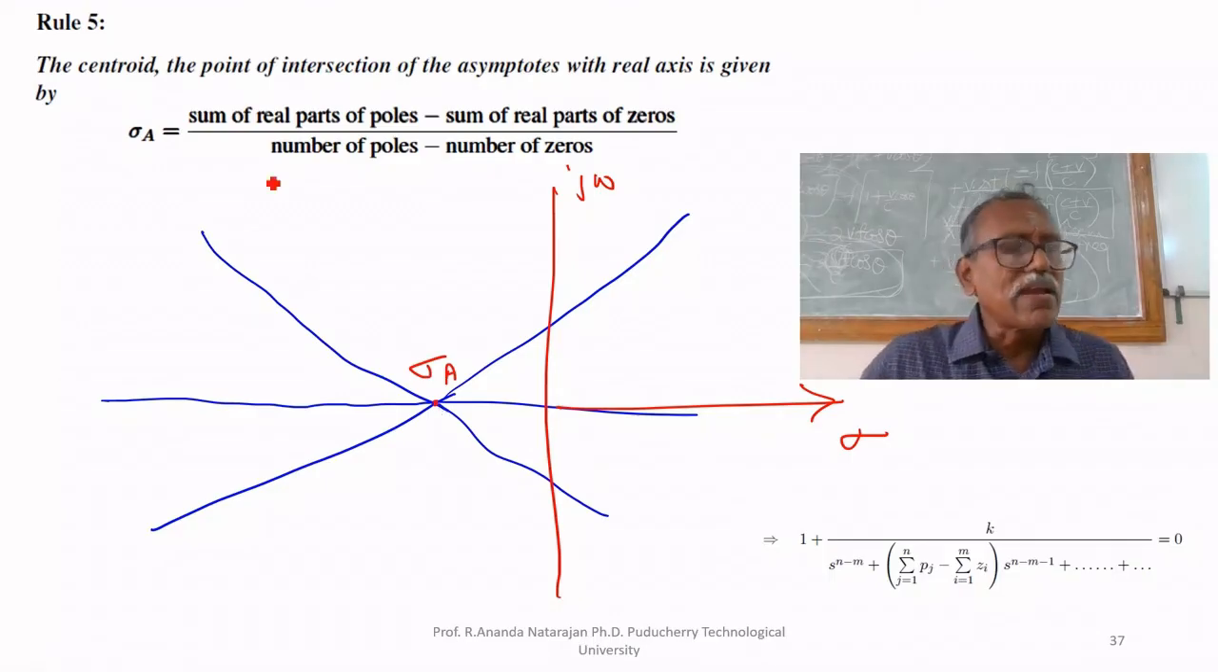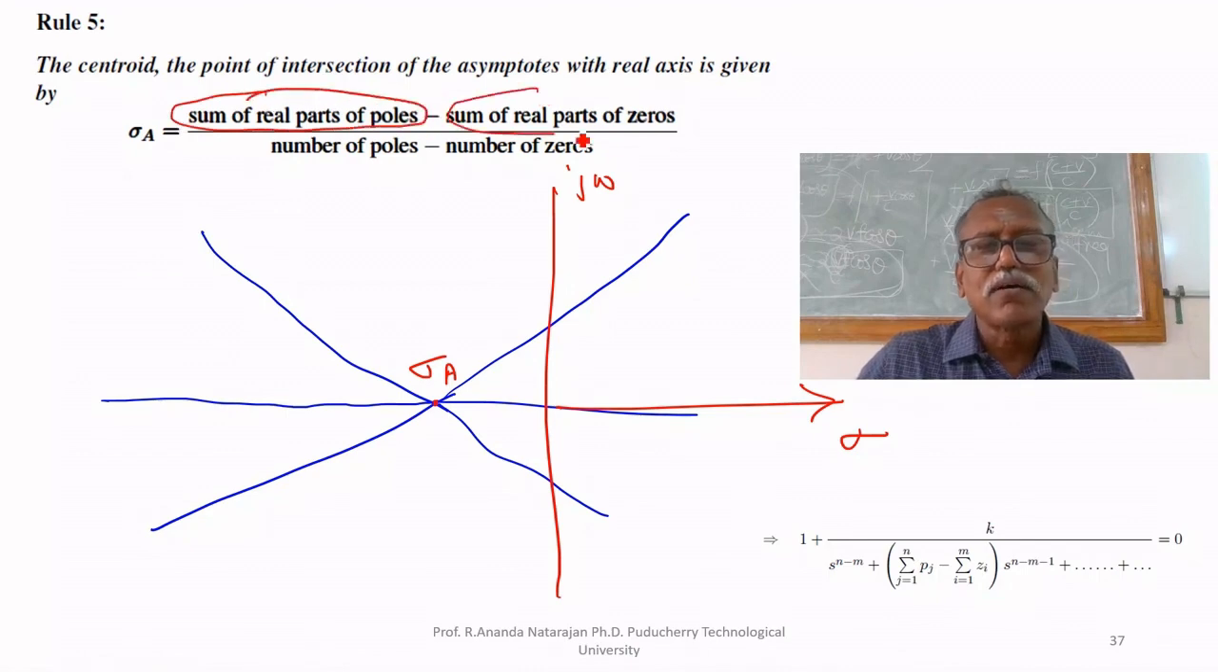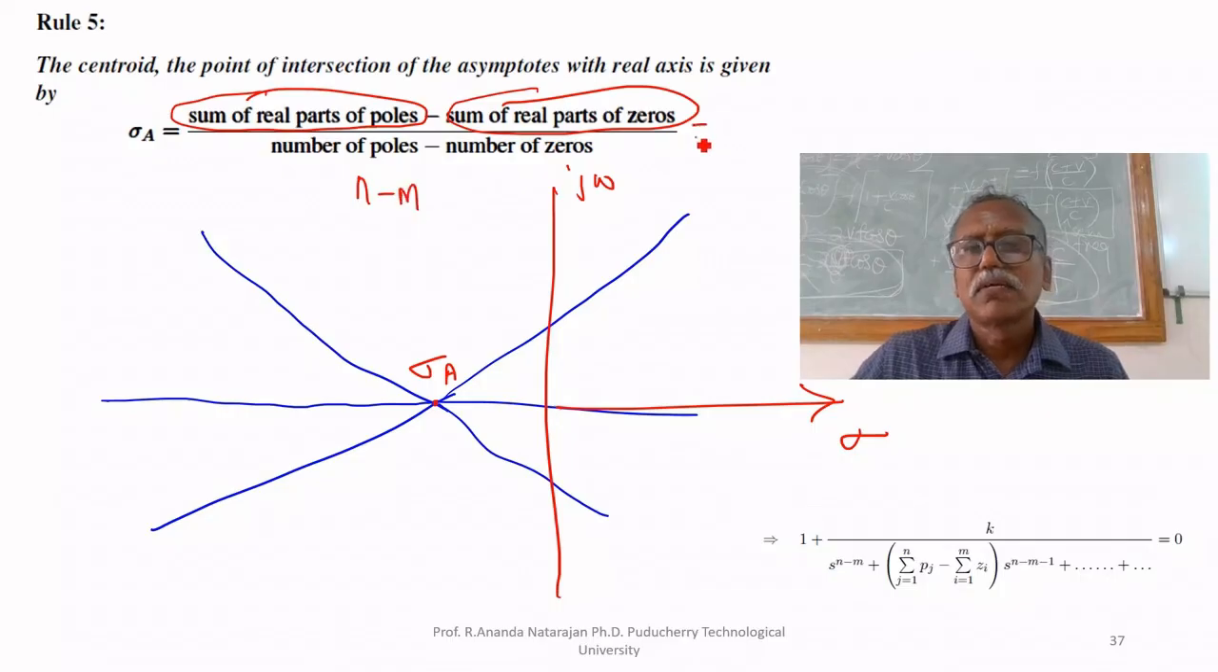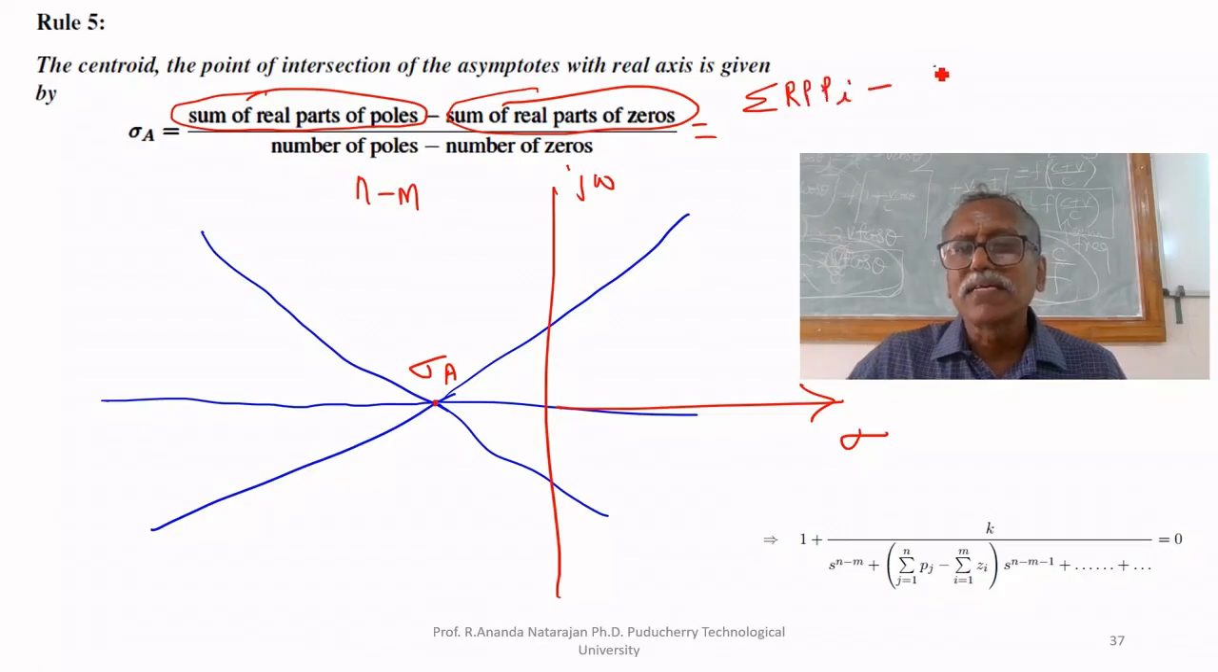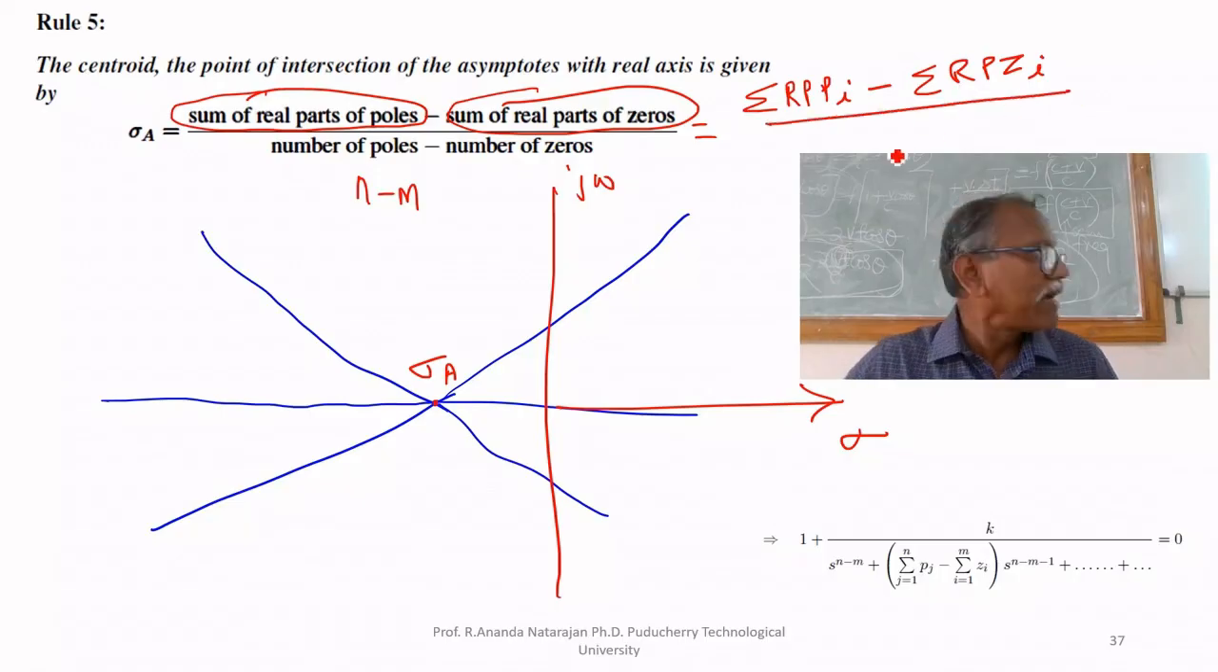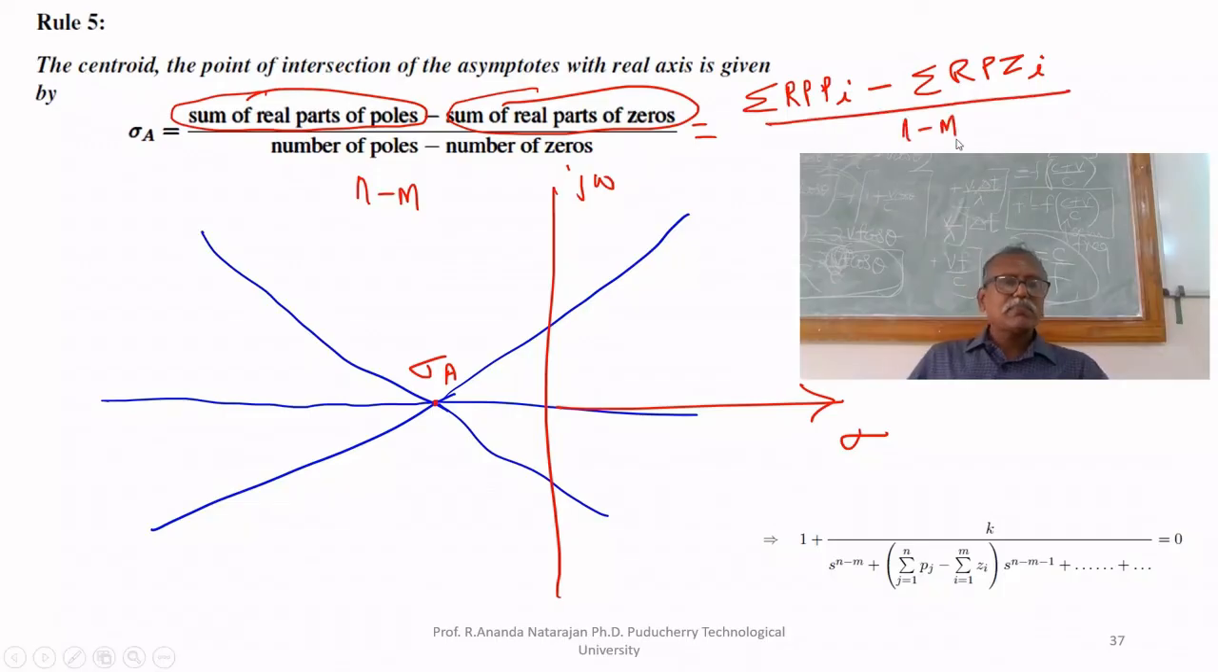That sigma A equals sum of real parts of poles minus sum of real parts of zeros divided by n minus m. That is the formula.